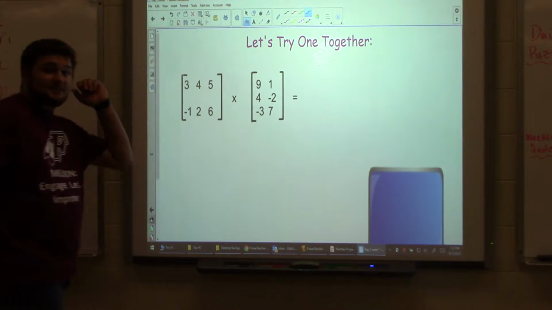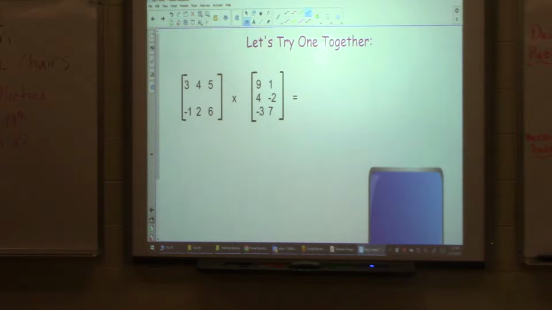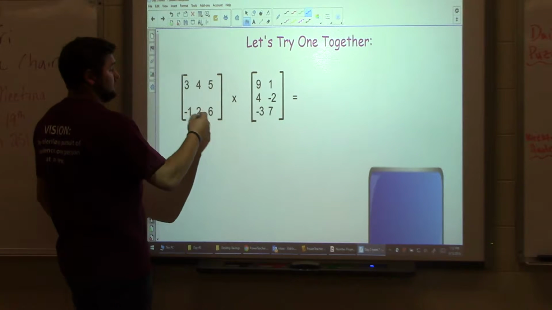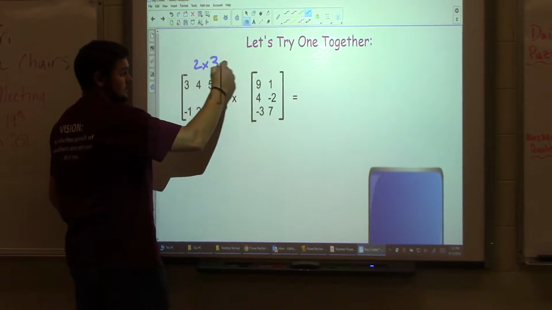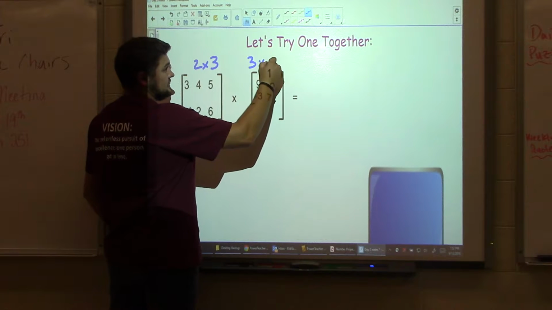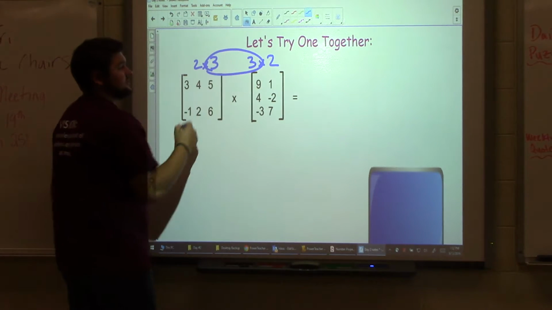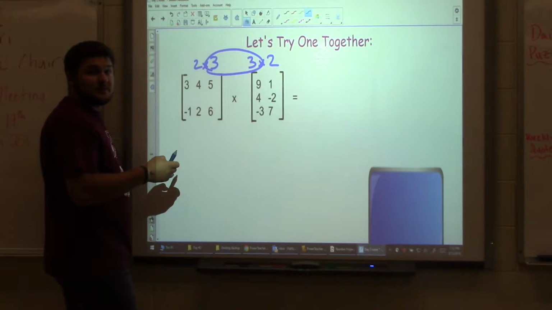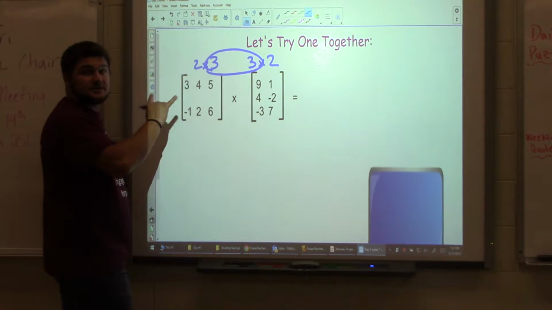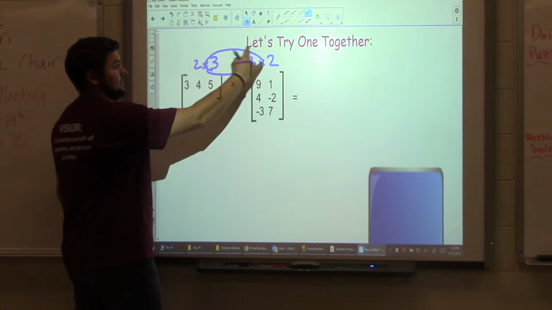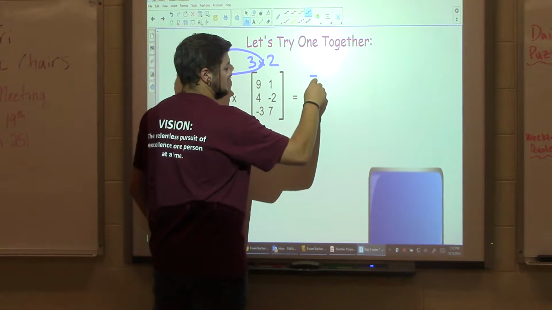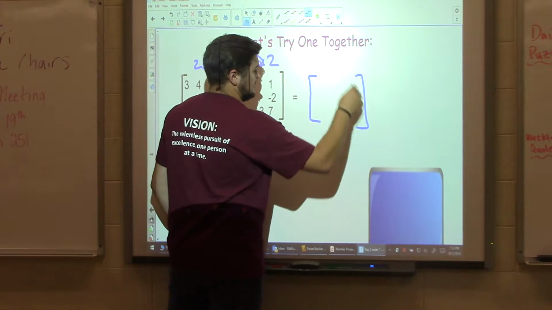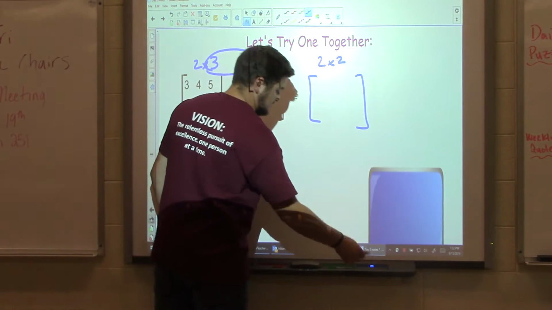First and foremost, like I said before, check and make sure we can multiply them. This is a 2 by 3. This is a 3 by 2. Are my middle numbers the same? Yes. What type of answer matrix should I get based on dimensions? 2 by 2, right? The outside numbers.